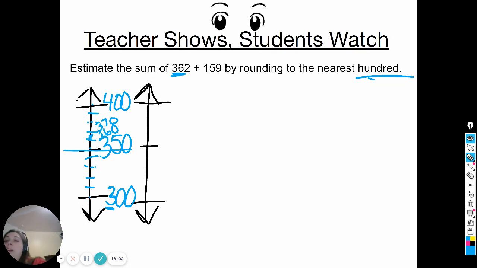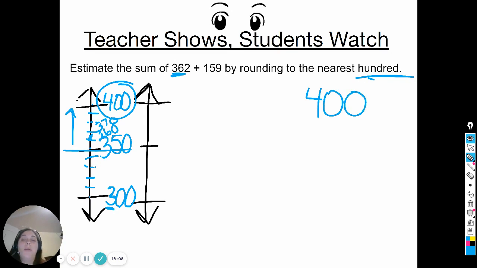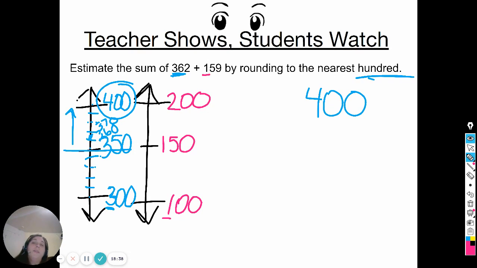That's above halfway, so I round up to the top number, which is 400. I'm going to write that over here for my equation. And then I'm going to start rounding my second number, which is 159. I have a 1 in the hundreds place, so I'm going to keep that 1. 100 plus 1 more 100 is 1 plus 1, which equals 2, so my top number is 200s. Halfway point, I keep the 1 and have a 50 at the end there.